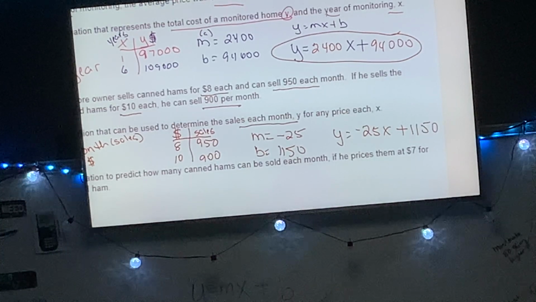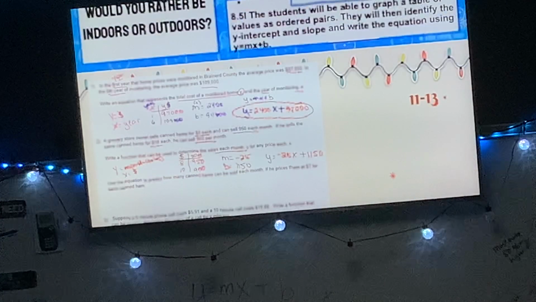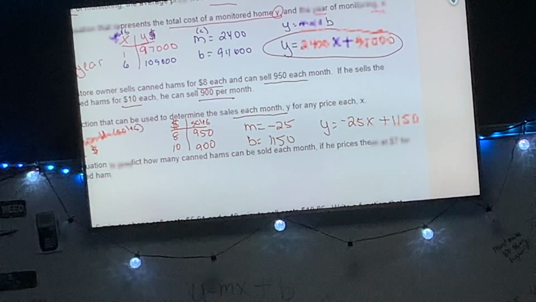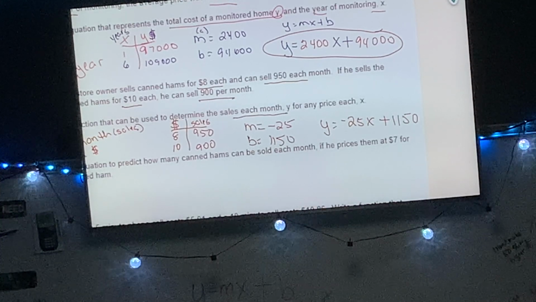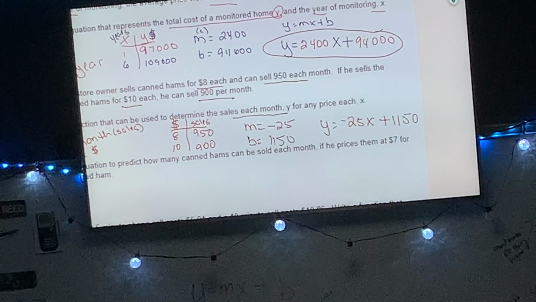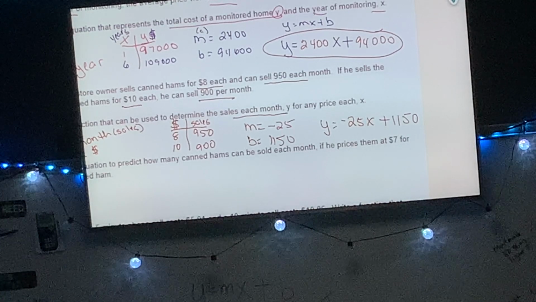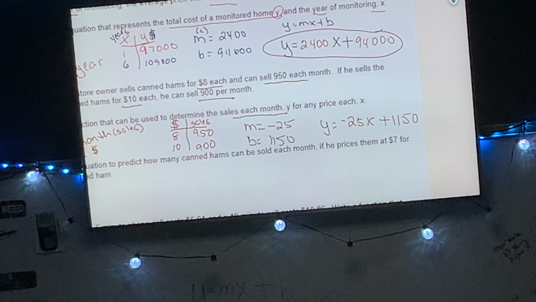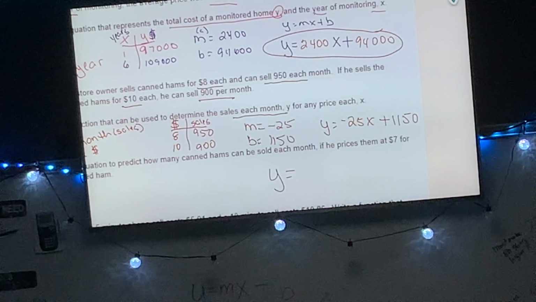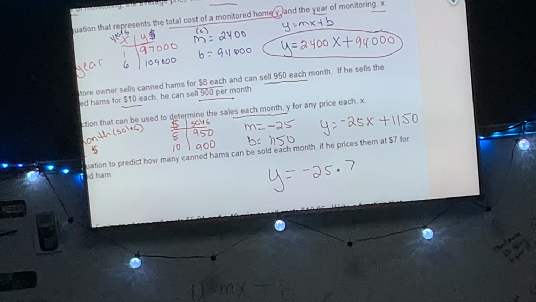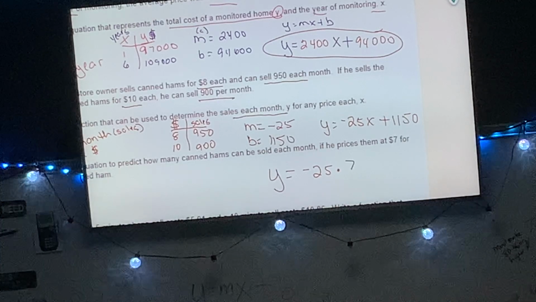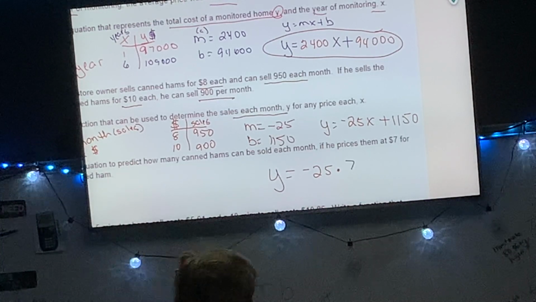Now, they could totally do this. Use the equation to predict how many canned hams can be sold each month if the price is $7. So is the $7 my x or my y? Your x. So watch what I'm going to do. I want to know if we pay $7. So where my x is, we're going to put a 7 in, because that's what we're going to do for money.